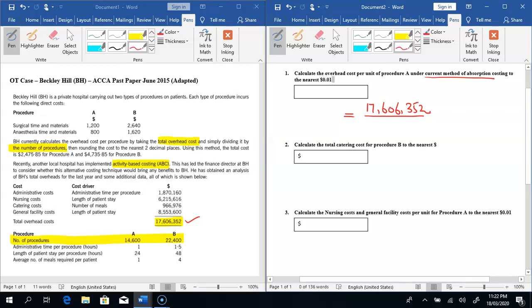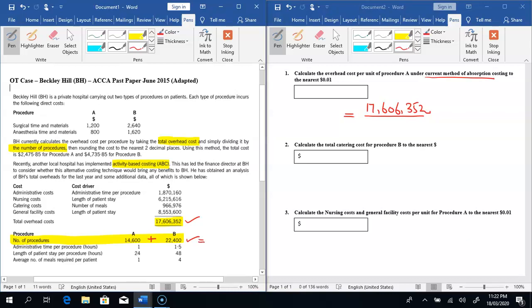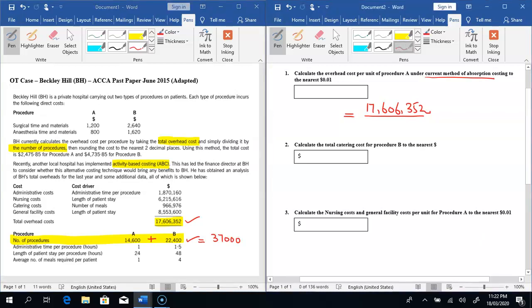So according to the current method, the company is dividing total overhead cost by the total number of procedures. So here we have information about the total number of procedures. So if we add these two total numbers of procedures, we get 37,000. So the total number of procedures becomes 37,000, and then we need to put it here, 37,000. So if I divide the total overhead cost by the total number of procedures, the rate I'm getting is 475.85 per procedure. Because I took the number of procedures at the bottom, the rate is 475.85 per procedure. So I will simply write this answer in the box provided.